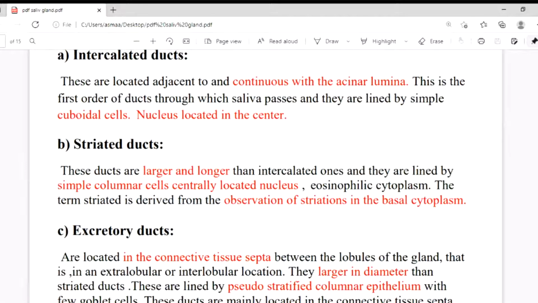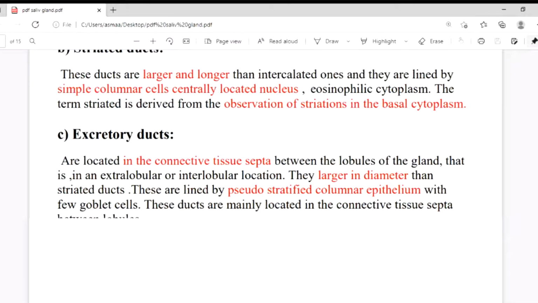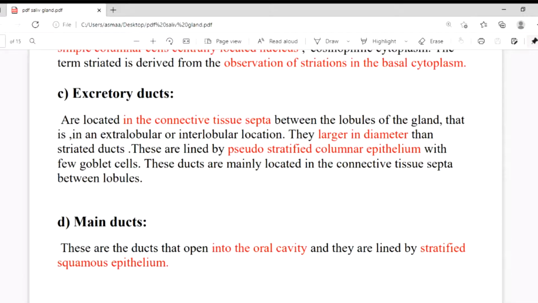So the saliva goes through the intercalated duct, then passes through the striated duct, then passes through the excretory duct. Excretory ducts are located in the connective tissue septa between the lobules of the gland, that is, in an extralobular or interlobular location. They are larger in diameter than the striated duct.